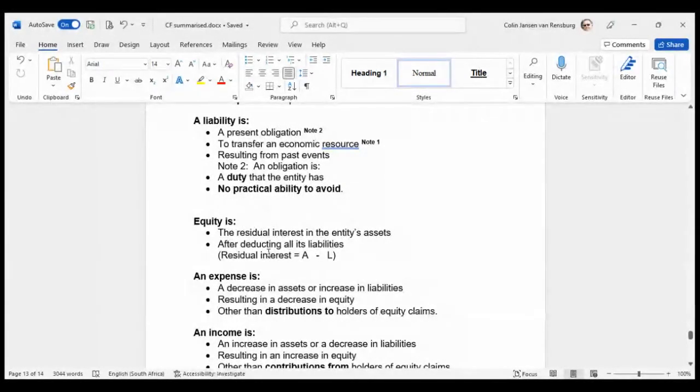Now, equity is actually very straightforward. It's simply the residual interest in the entity's assets after deducting all its liabilities, right? So that means that is what the business or that entity is worth to its owners. So it is literally the value of its assets less the value of its liabilities. And that is also the origin of what we refer to as our accounting equation. So here we can see that residual interest, or equity for that matter, equals assets less liabilities.